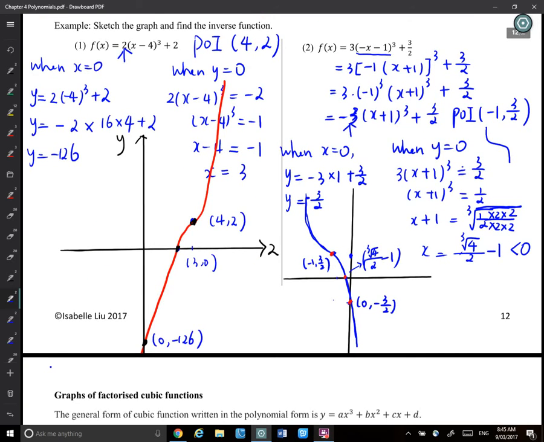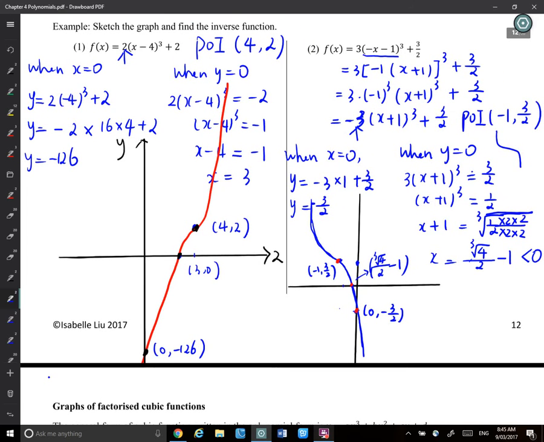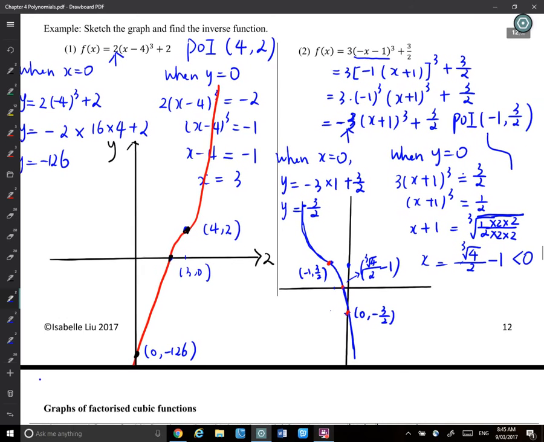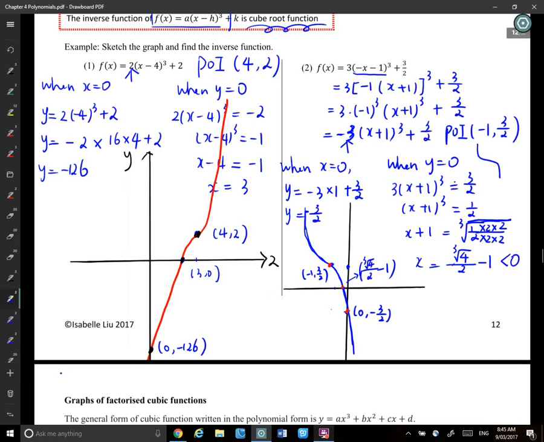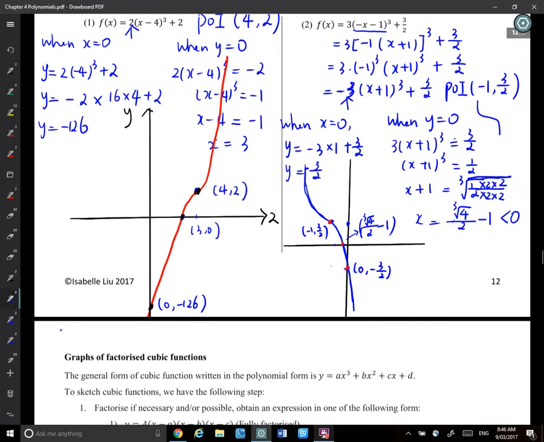Okay, that's how to sketch the cubic function by using the point of inflection form. It's quite similar to when you sketch a quadratic by using the turning point form. Because the numbers I gave you are not very good, some decimals and some root numbers, they're not easy to sketch. But I suppose in the exam they can give you easier numbers that you can deal with if you don't have the CAS.